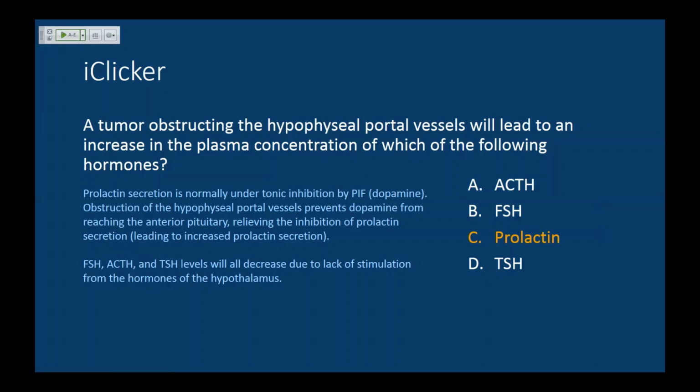So most of the hormones in the anterior pituitary are stimulated by tropic hormones released from the hypothalamus. And then the major exception to this rule is prolactin, which is, like I said, under tonic inhibition. So if you block the hypophyseal portal vessels with something like a tumor, the hormones from the hypothalamus can't get to the anterior pituitary, which means prolactin inhibitory factor, dopamine, can't get to the anterior pituitary. So that relieves the normal inhibition on prolactin synthesis.